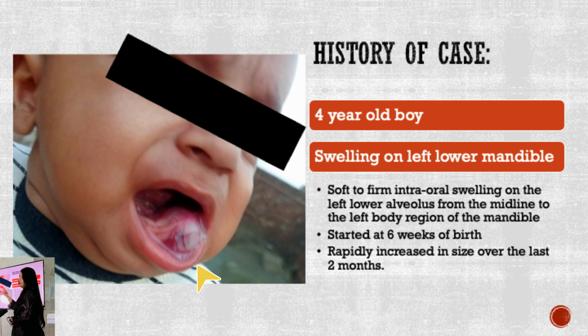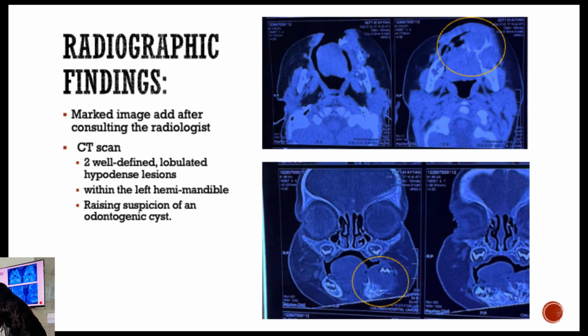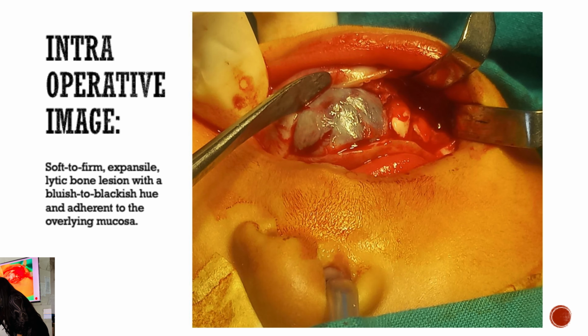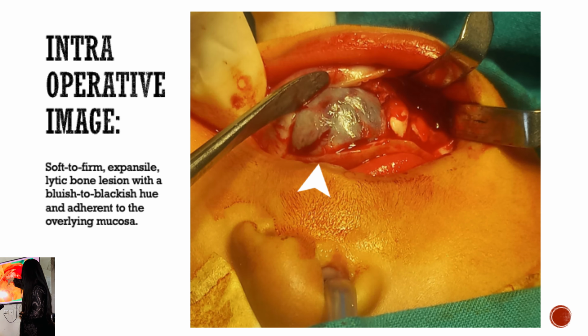All the pictures in this presentation are actually from the patient. A CT scan was performed, which revealed 2 hypodense lobulated lesions, seen here and here, within the left hemimandible, and they raised the suspicion of an odontogenic cyst. Later on, an incisional biopsy was performed, and it revealed a soft to firm extensile lytic bony lesion, bluish to blackish in hue. I hope it's clear in the image. It was adherent to the overlying mucosa.